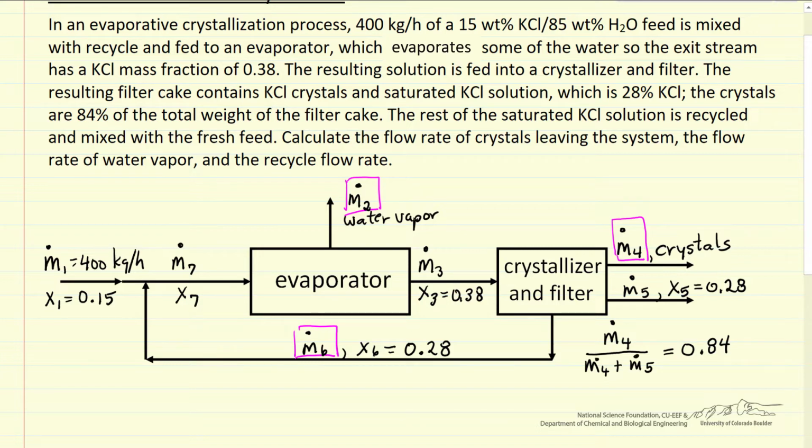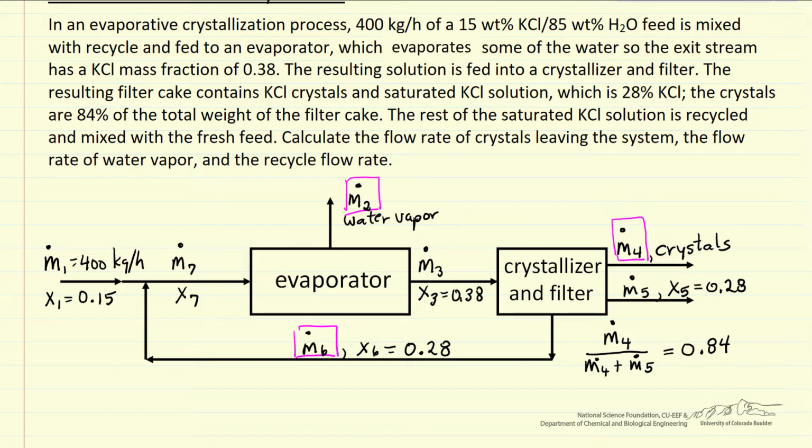So notice what's leaving, M4 dot, M5 dot, they're all together. It's just one wet filter cake that has crystals and then the solution with it. The unknowns are indicated with the purple rectangles. We may have to calculate, of course, some of the other values, but these are what the problem is asking.